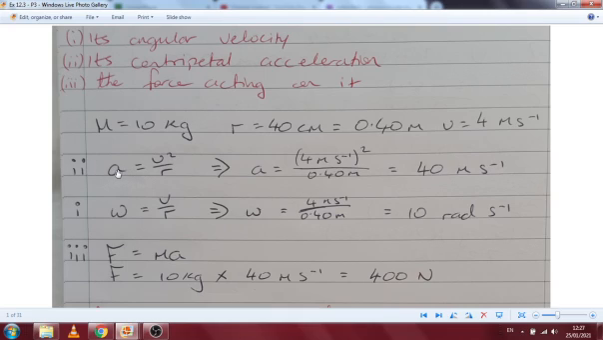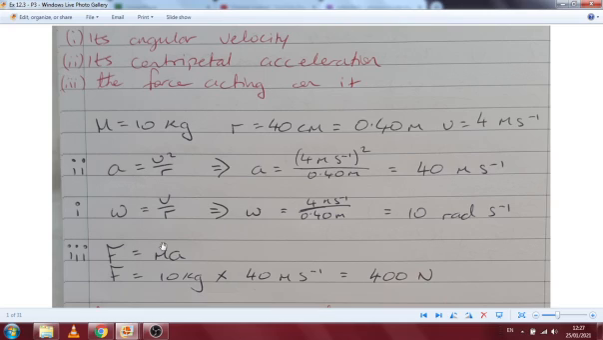I've used the same formula we just used. A is equal to V squared over R. We sub in my V, square it, divided by R, which is 0.40 meters, and we get 40 meters per second. The other way we could have done this was the acceleration is equal to R omega squared. So if we did that, we get the same answer of 40 meters per second.